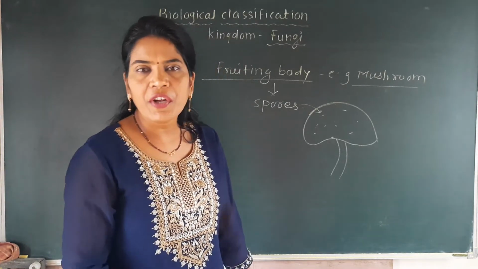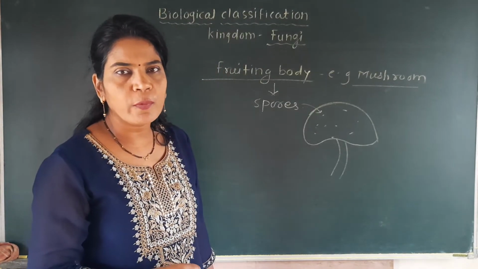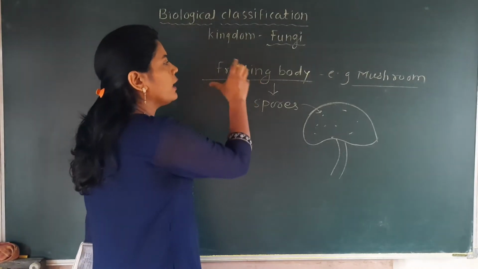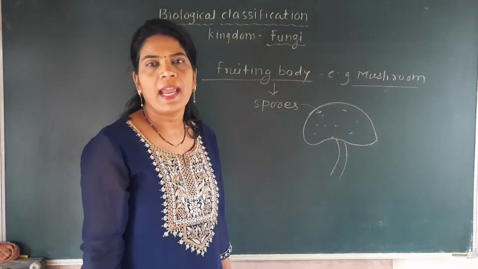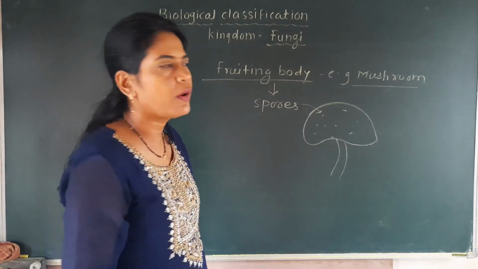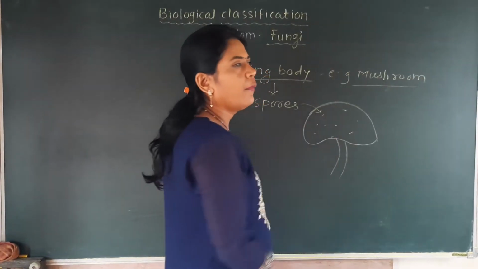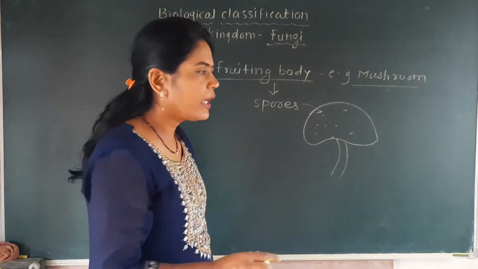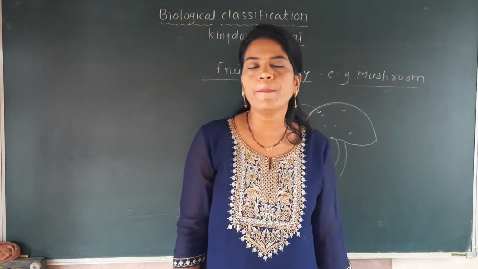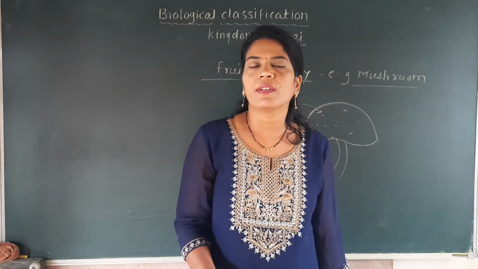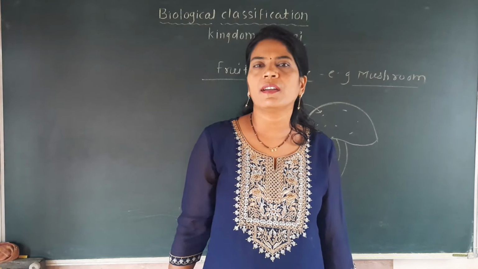But do not confuse, simply take the meaning of the fruiting body, that the body in which the spores are produced, that is called as the fruiting body. And the best example of the fruiting body is the mushroom, where you will find the fruiting bodies, and in that fruiting bodies there will be formation of the spores. So all this about the reproduction method in the fungi.